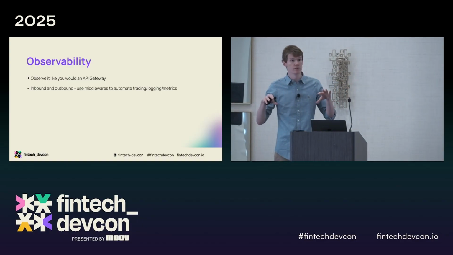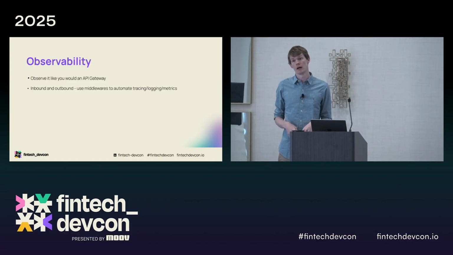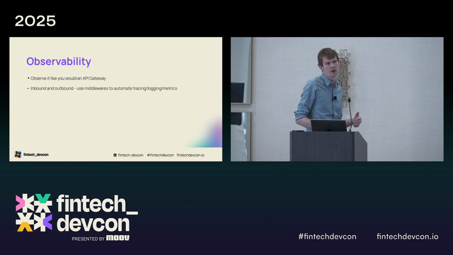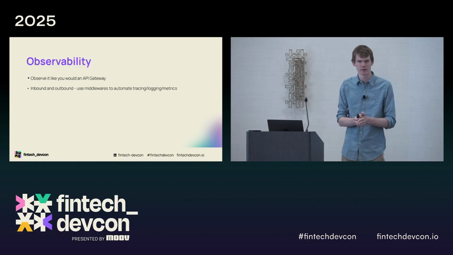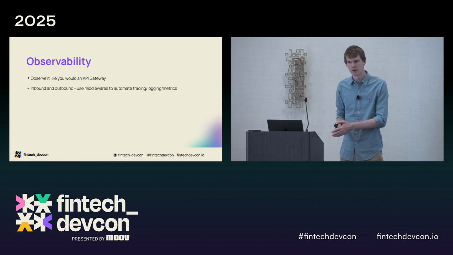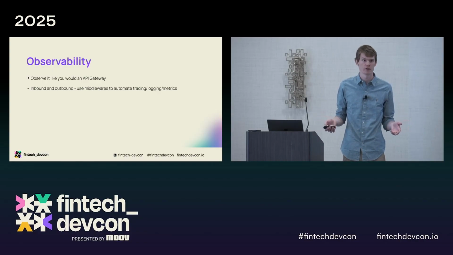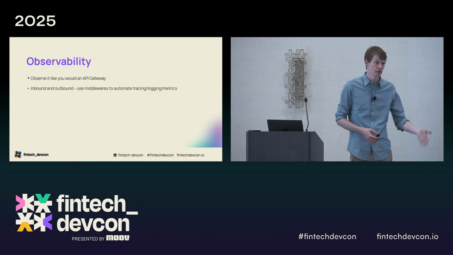Now, I'd recommend trying to orchestrate as much of that automatically as possible. So you can just put middlewares on the inbound and outbound. Again, we're mostly thinking about this as a gateway to calling other APIs. So putting automated tracing in there so that you don't have to think about it for every single one that you're declaring.